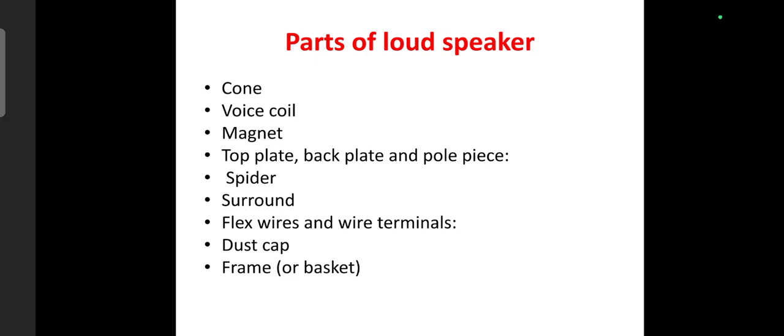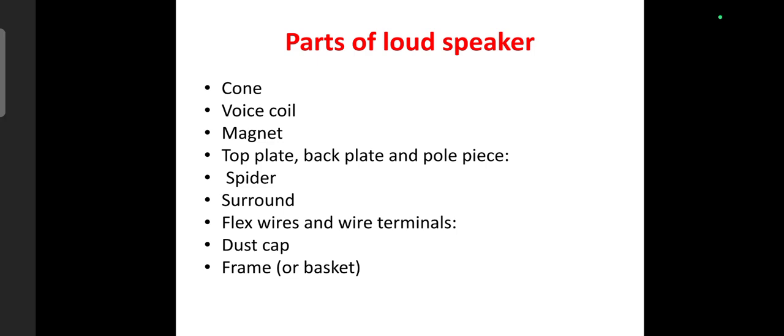Now let's understand the function of each component in detail. First, the cone is usually made of paper, plastic or composite material. It pushes air to create sound waves. Next, the voice coil is a coil of fine copper wire placed inside the magnetic field. When current flows through it, electromagnetic force causes the cone to move.